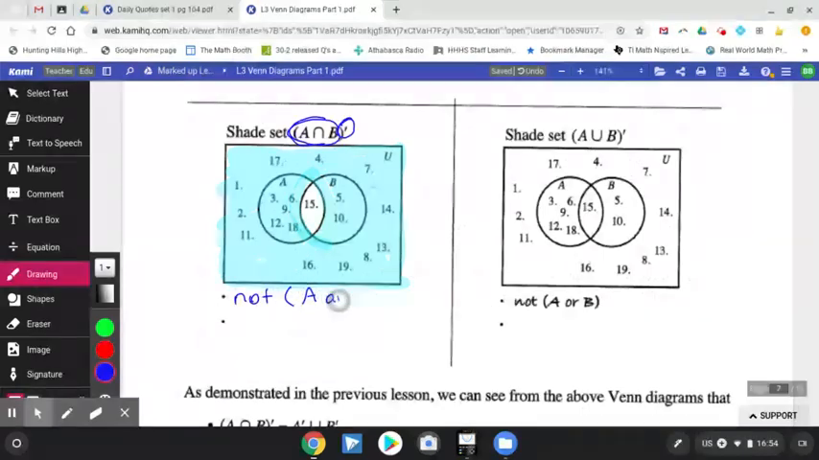Okay, with words, it would be not A and B. So again, to me, the words make sense. If I think about it's not A and B, that means it has to be everything except A and B. So I think about where would I put something if it belonged to A and B? And I shade everything except that region. The number of elements is 18.